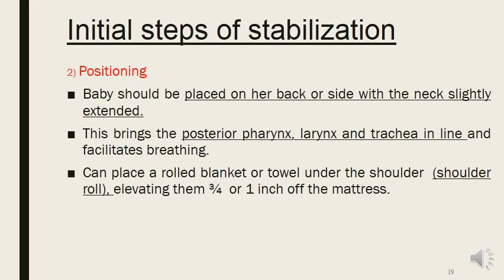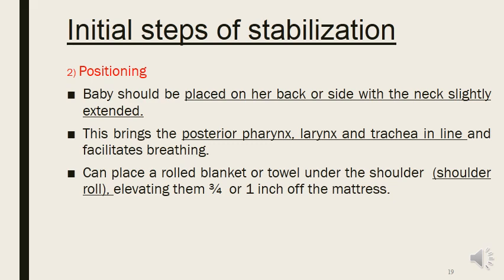After providing warmth, the next step for stabilization is providing position to the baby. The baby should be placed on her back or side with the neck slightly extended. It is very important. The purpose is to bring the posterior pharynx, larynx and trachea in line, and it facilitates breathing.